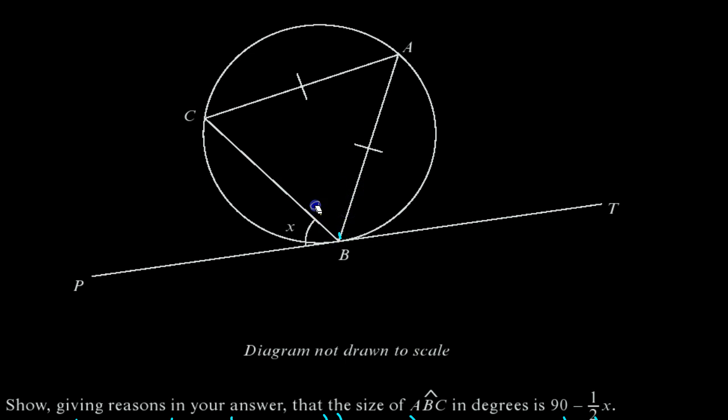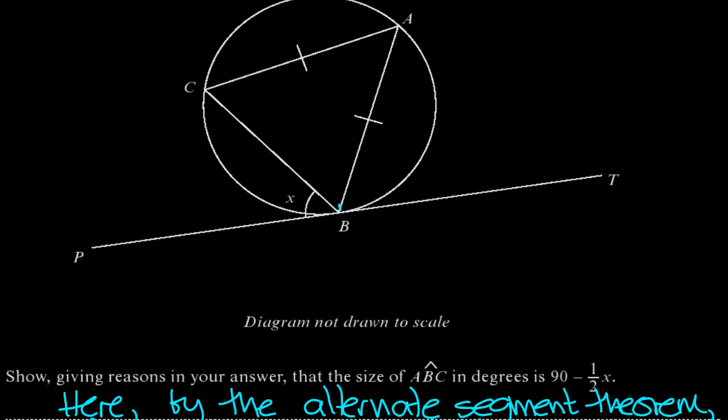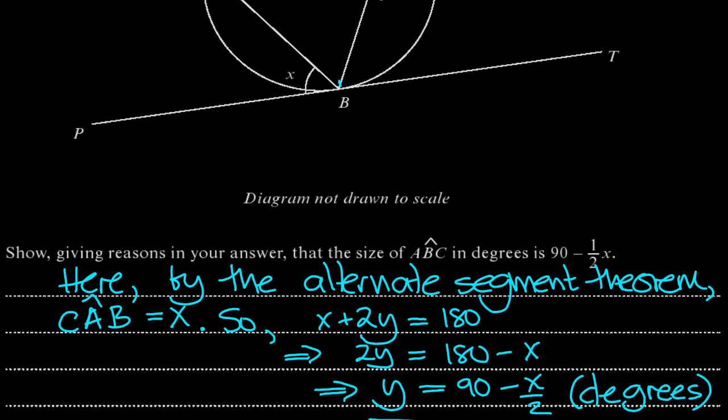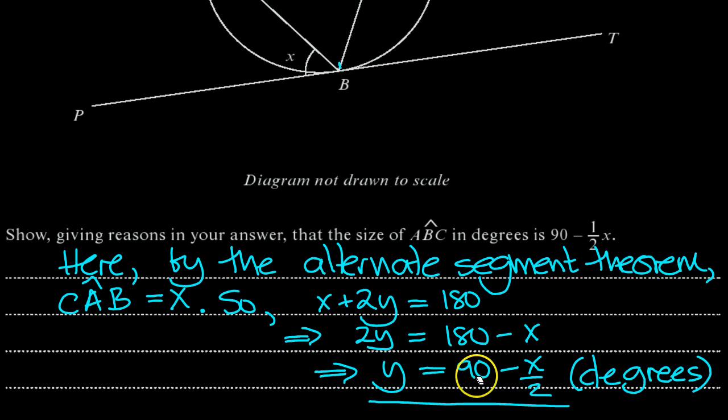Hopefully you can remember that result called the alternate segment theorem, and it comes out straight away that the angle in question that we wanted was 90 minus x over 2 degrees.